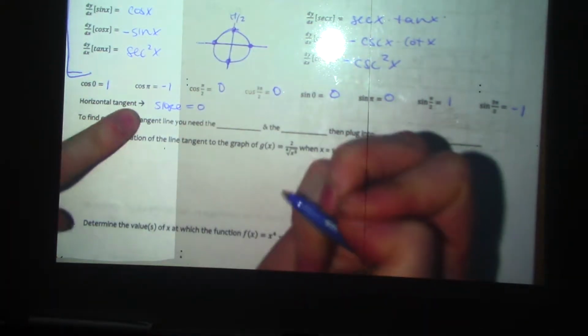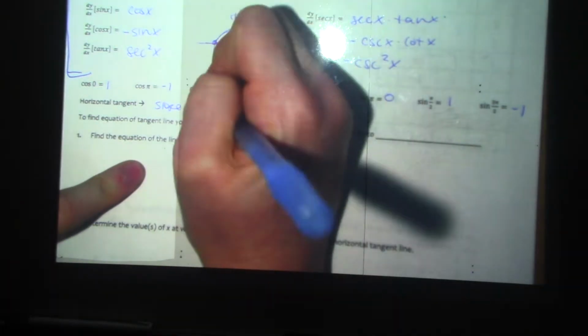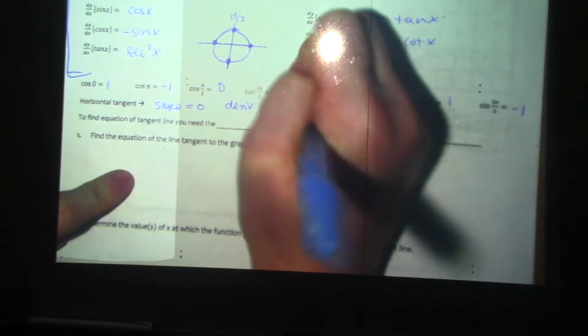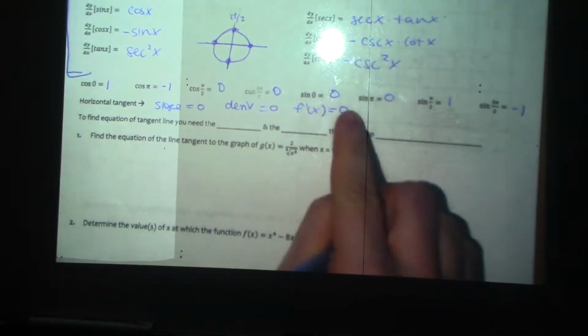For a horizontal tangent, you get a question like, find all x values where f of x has a horizontal tangent line. A horizontal line has a slope of 0. And we know that the slope of the tangent line just comes from the derivative. So this would say your derivative equals 0, so that means find f prime of x and set it equal to 0. Whatever x values make this 0 is where we have a horizontal tangent line.